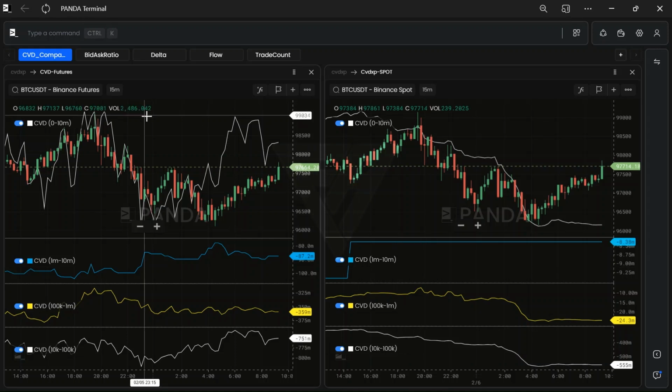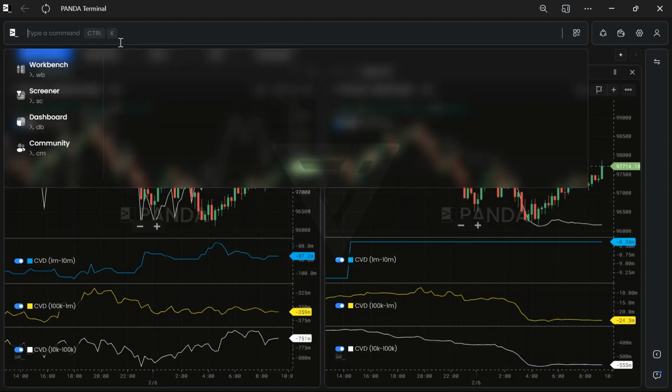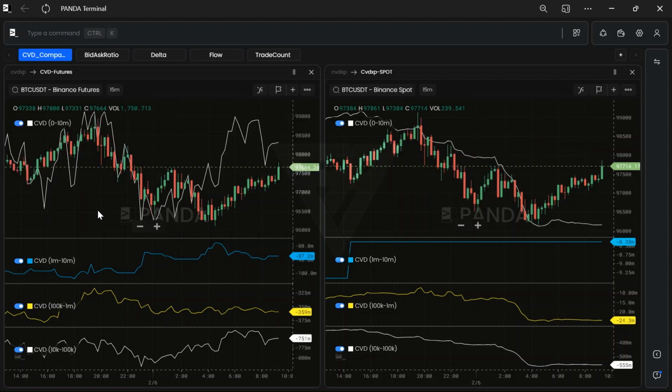In this video, I am going to discuss Panda Terminal. It's both a charting and trade execution terminal. It has these four sections: workbenches, screeners, dashboards, community. Currently we are in the dashboard section. These are all different dashboards I am using.